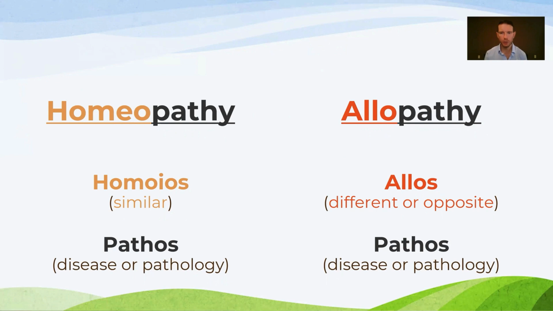Allopathy, allos, means different or opposite, using the opposite to treat dis-ease. Obvious example here is if someone has inflammation, use an anti-inflammatory. As Hahnemann mentioned, if someone has constipation, use a laxative, a purgative agent, okay? So homeopathy is the use of similars as medicine. Allopathy is the use of opposites as medicine.